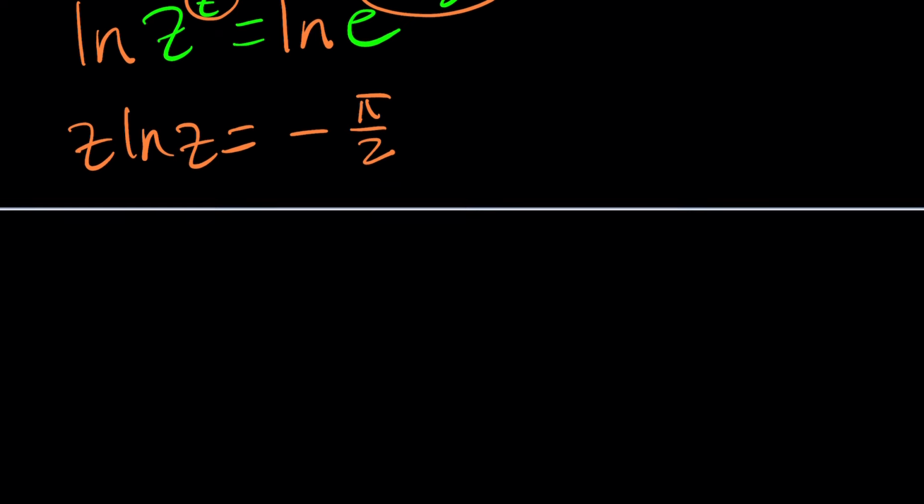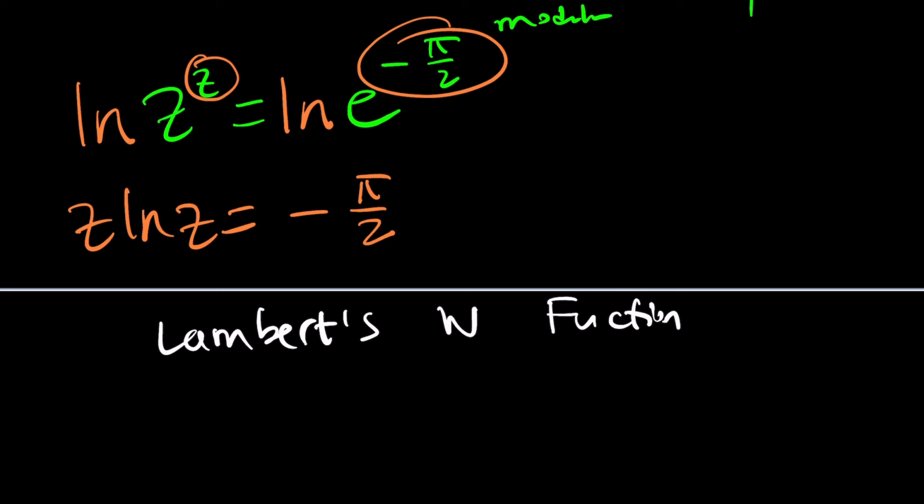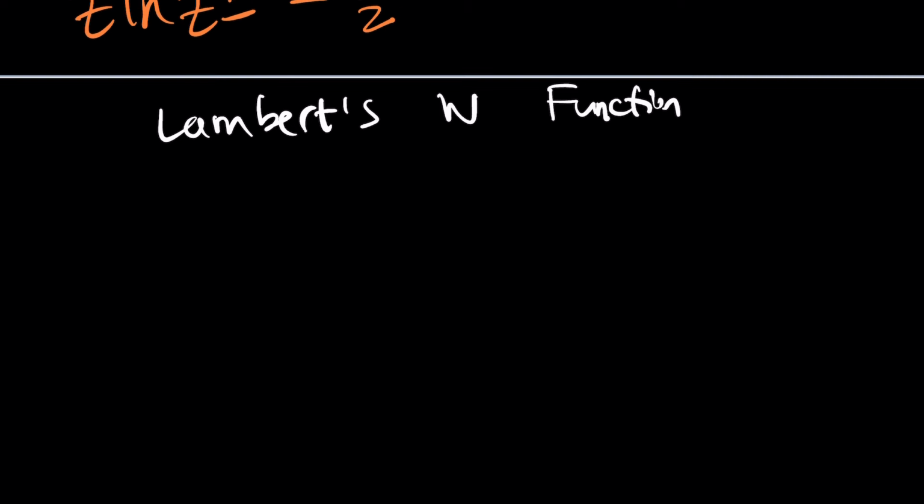Now, here's the challenge. We need to express this in such a way that we can apply a special type of function. Let me tell you a little bit about the function. The function is called Lambert's W function, okay? And the W function is basically written as follows. You have a big W that takes t e to the t as an input, and the output is t.